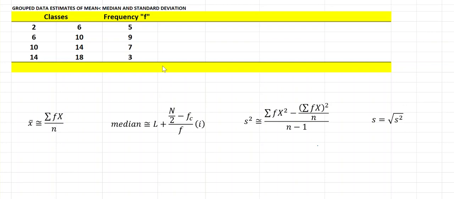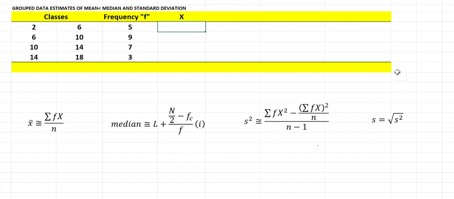So we're looking for the estimated mean, the median, and the standard deviation, also the variance of this set of group data. So the first thing we do is we're going to estimate the mean. To estimate the mean, you need to first calculate the midpoint of the classes.